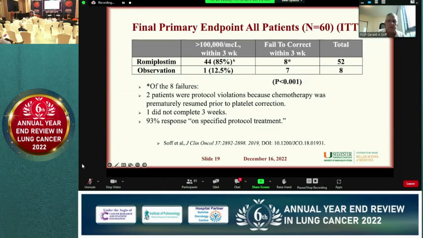Some of the failures with Romiplostim were protocol violations. The oncologists did not hold off on resuming chemo as they were instructed to do. The patients still responded, but it was a little slower because they were getting chemotherapy, and that obviously delayed the full recovery. But on protocol, we have a 93% response rate. It's a beautiful, high response rate. The drug seems to be working well.